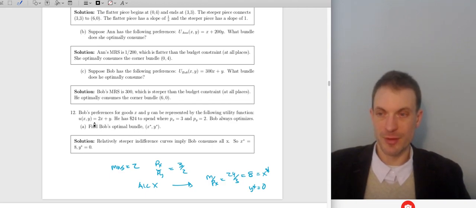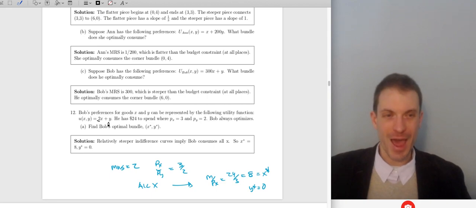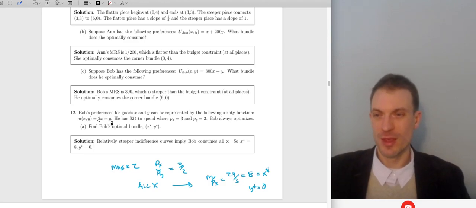Well, Bob's marginal rate of substitution here is 2. MUX is 2, MUY is 1, so MUX over MUY is 2. We take the partial with respect to X. That's just the coefficient. The line happened because I've got the drawing tool. All right. So this is going to be the coefficient on Y, which is 1. So 2 over 1 gives me my MRS.